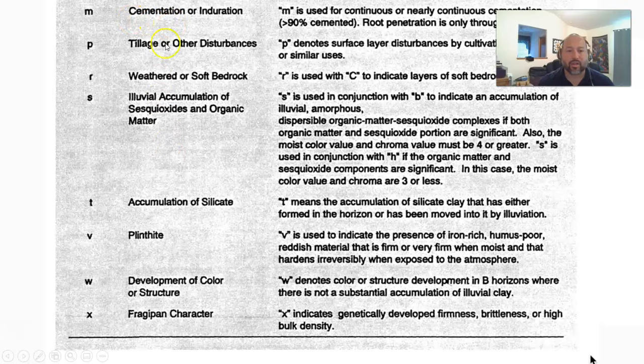m for cementation. v would be plinthite, so v is used to indicate the presence of iron-rich, humus-poor, reddish material that is firm or very firm when moist, and that hardens irreversibly when exposed to the atmosphere. So that's an interesting one. x for fragipan character. x indicates genetically developed firmness, brittleness, or high bulk density. So there are a few examples of the specific characterization that the lowercase letter is trying to make of that master horizon.